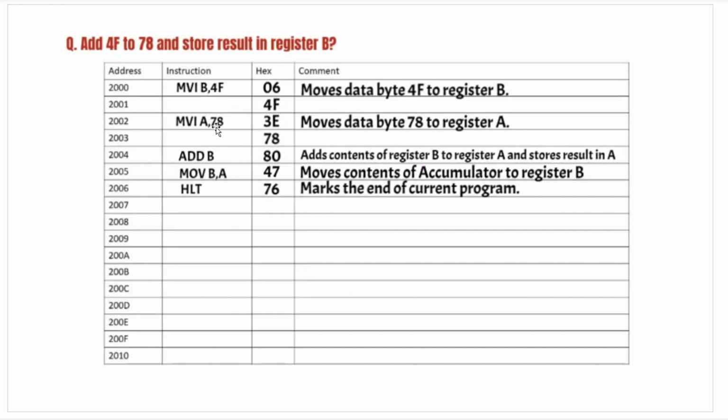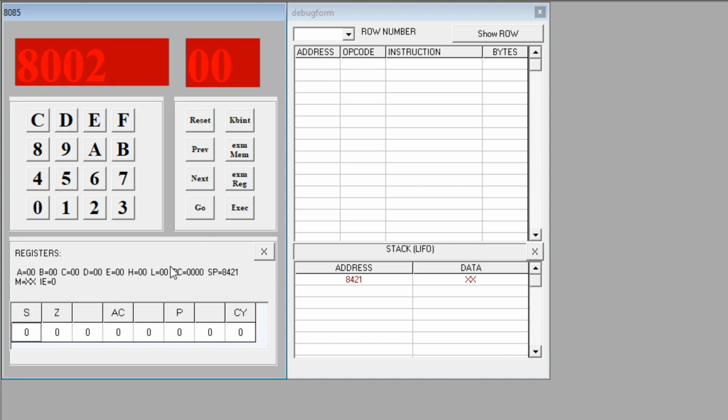And I am typing MVI A, not 78. I'm going to enter 02 in the accumulator. But the opcode for MVI A is 3E. That remains same. 3E. Fine. Next. At the next memory location, I have to enter the next data byte. So let it be 04. Fine. So I have entered.